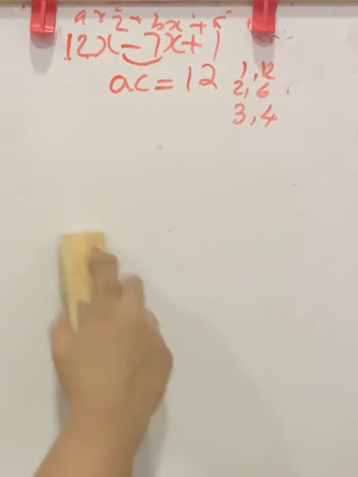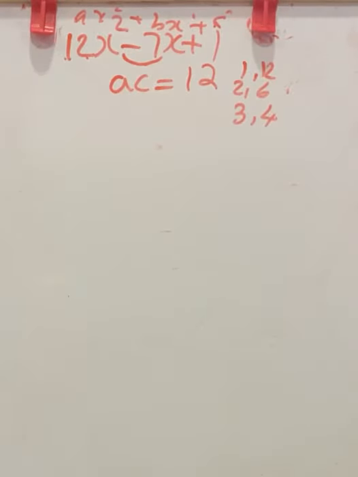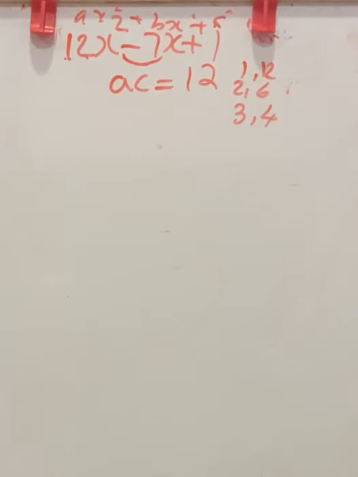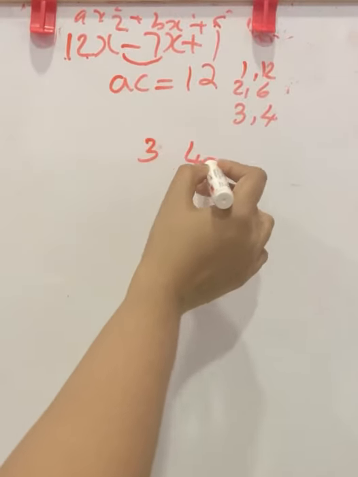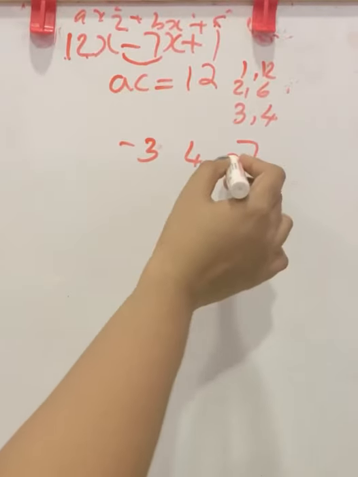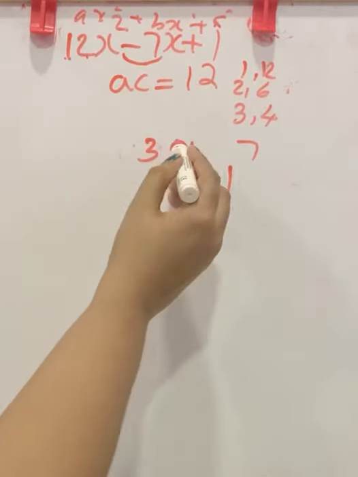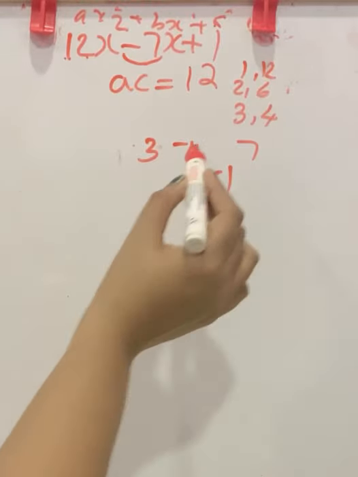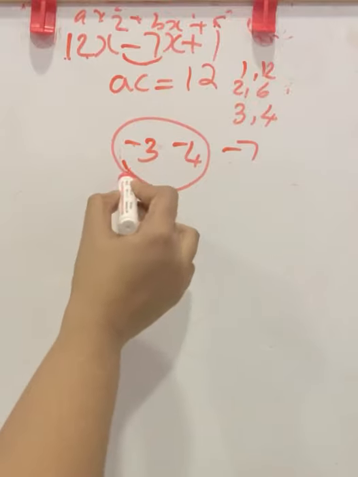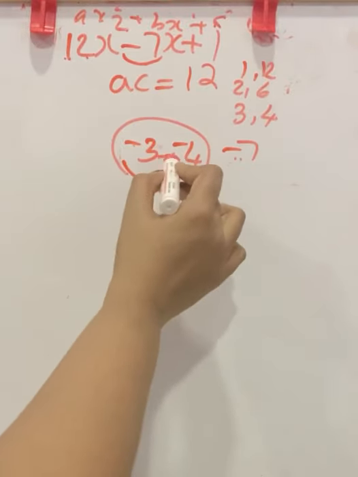Now, next one is 3 and 4. Let us check 3 and 4. Yes, you have to get negative 7. How will you get negative 7 after operating this 3 and 4? Positive 3 and 4, we will get positive 7. Negative 3 plus 4, we will get 1. 3 plus negative 4, you will get negative 1. Negative 3 plus negative 4, you will get negative 7. So, that is the pair we have to take. Negative 3 plus negative 4, you will get negative 7.